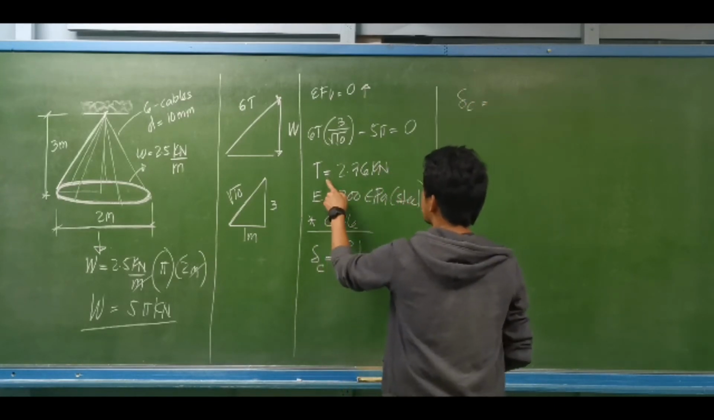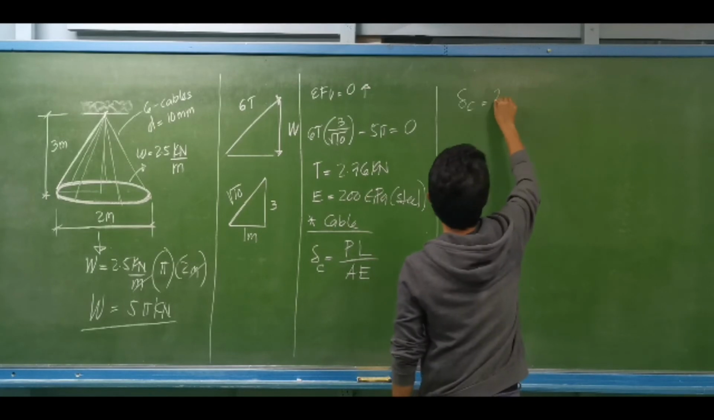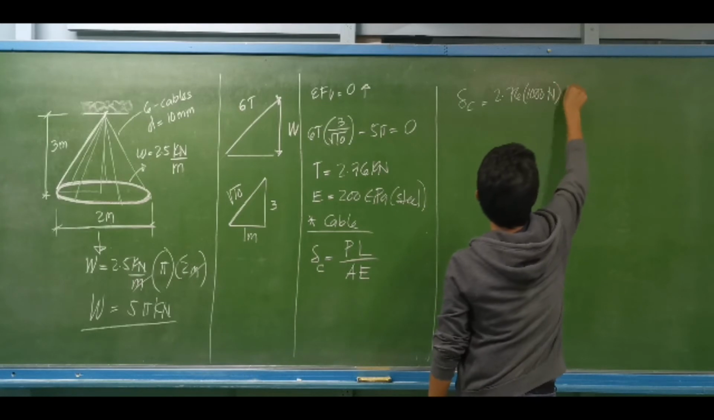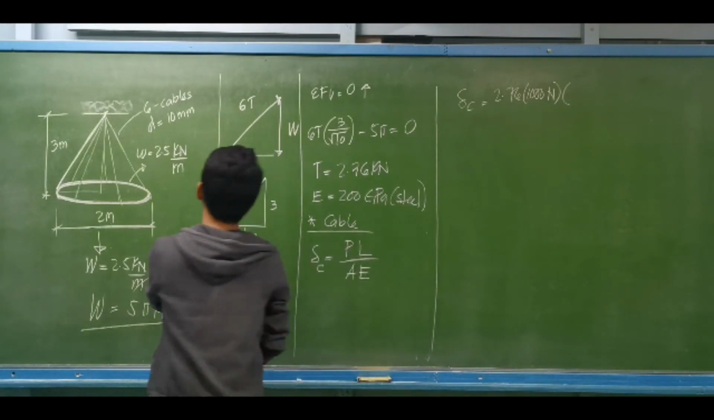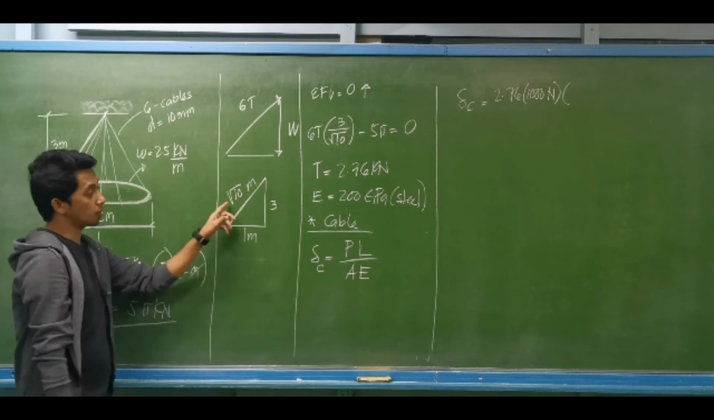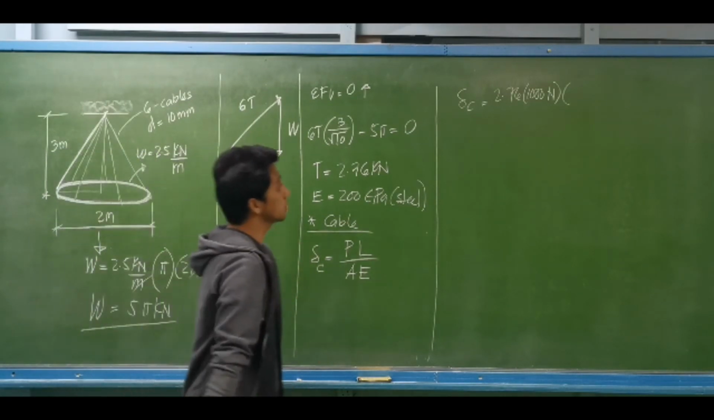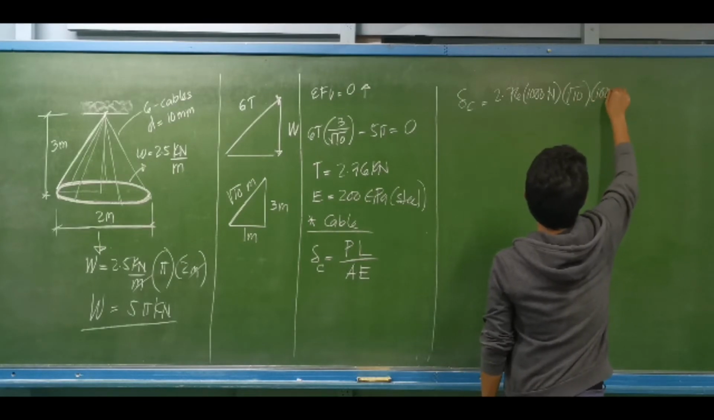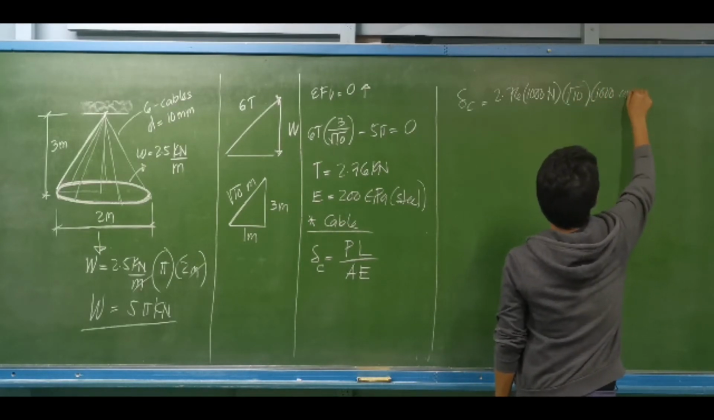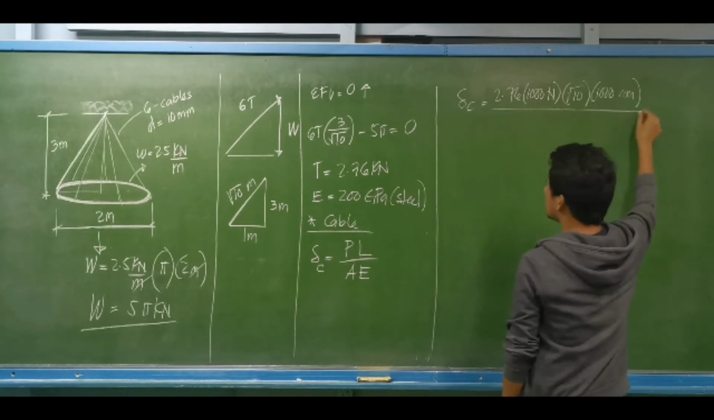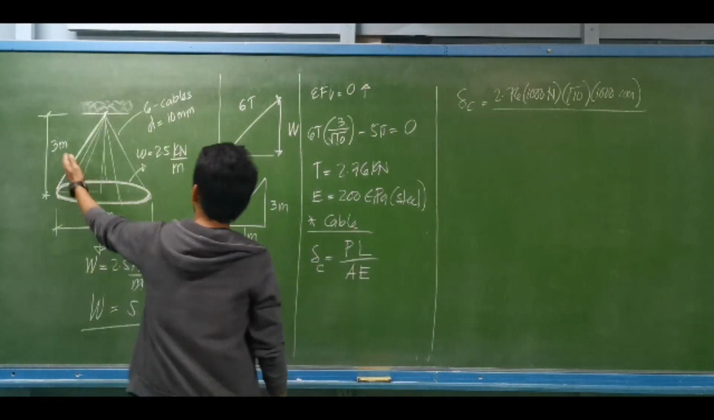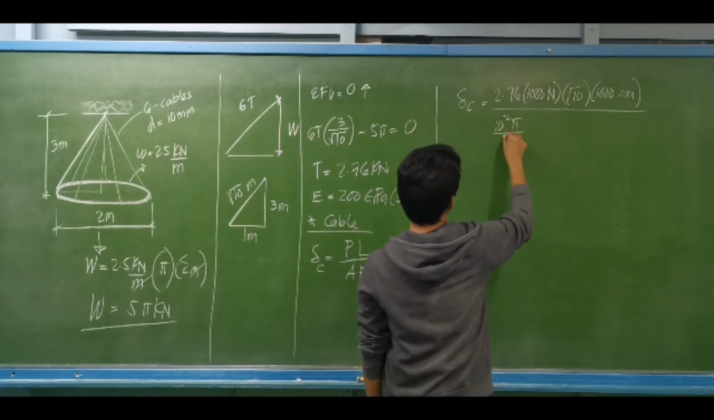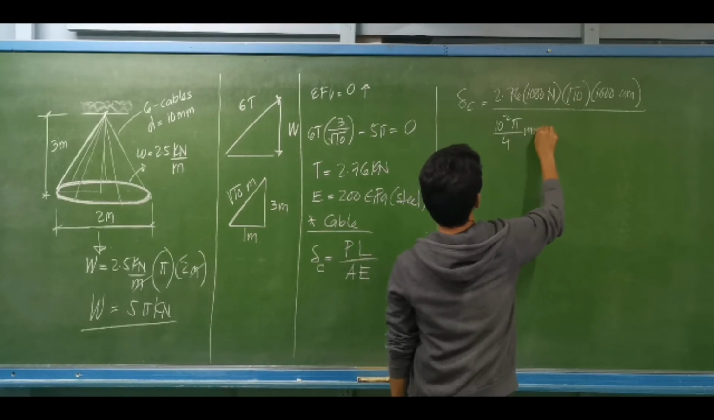What is the axial force, or the tensile force per cable? We have 2.76, multiplied by 1,000 to be in newtons. What is the length per cable? The length per cable is square root of 10 meters, so this is multiplied by the square root of 10 multiplied by 1,000 to be in millimeters, divided by the area. What is the cross-sectional area of each cable? We have a diameter of 10 mm, so this is 10 squared pi over 4 millimeter squared.